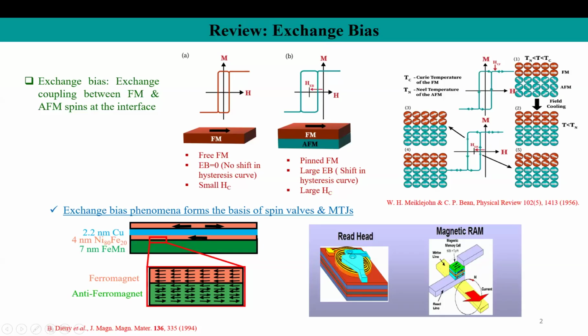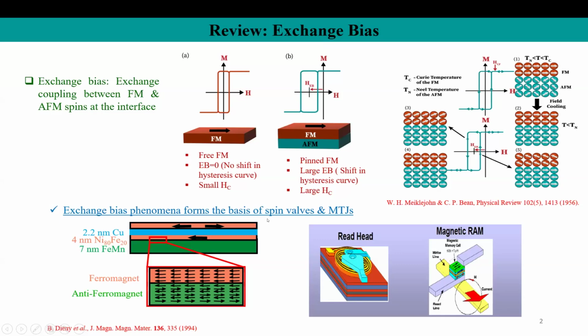Now, when the field is rotated or turned, the ferromagnetic spins try to turn, but the antiferromagnetic spins, due to the exchange bias interaction, try to keep them in their original position. As a result, an extra field is required, which results in this shift of the hysteresis loop. So this is the whole process behind exchange bias.